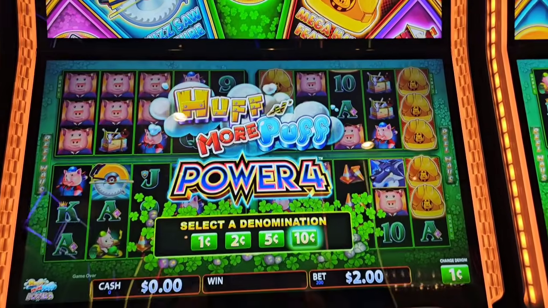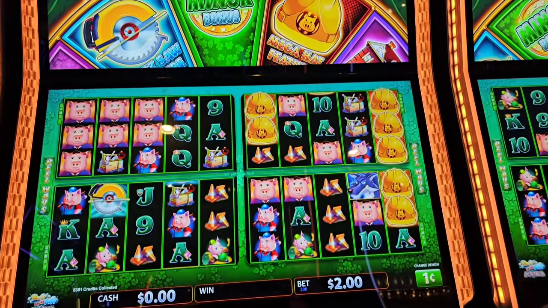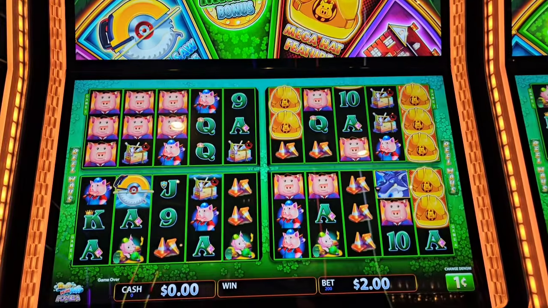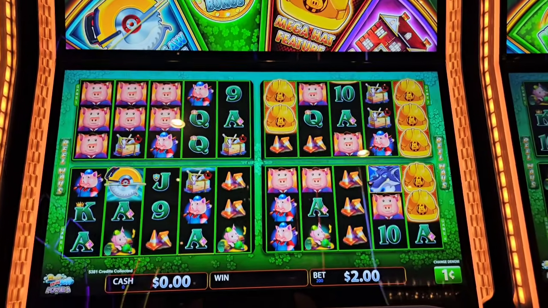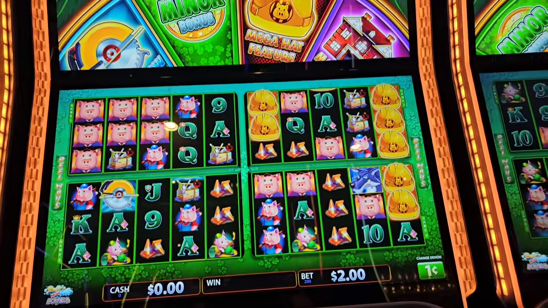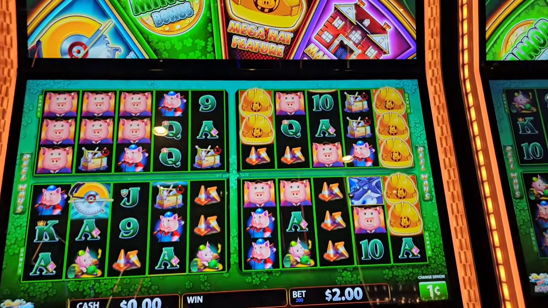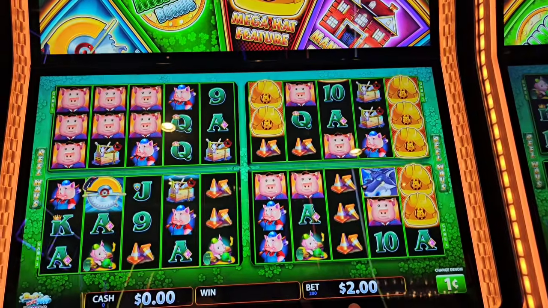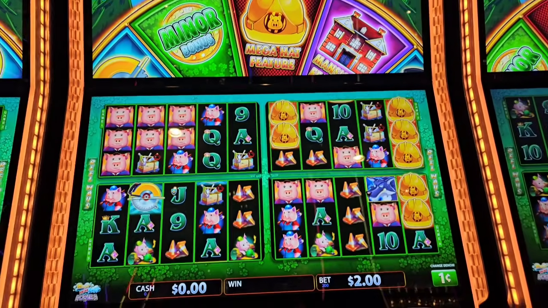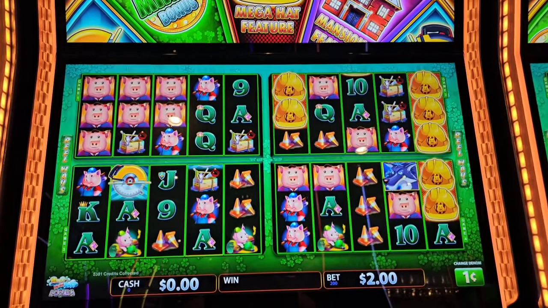Continuing on with what we were talking about, remember we talked about Huff and Even More Puff earlier. This is a Power 4 version. So going off of what I was just talking about with video poker, increasing the number of hands to reduce volatility and variance, same type of thing here. If we assume the bet size is the same, Huff and Even More Puff Power 4, betting $2 here, is like betting 50 cents a screen, which would be a lot less volatility than betting $2 on a single line Huff and Puff.